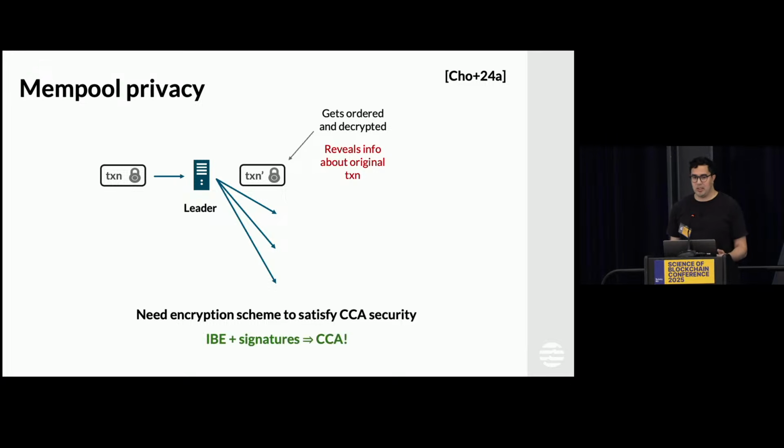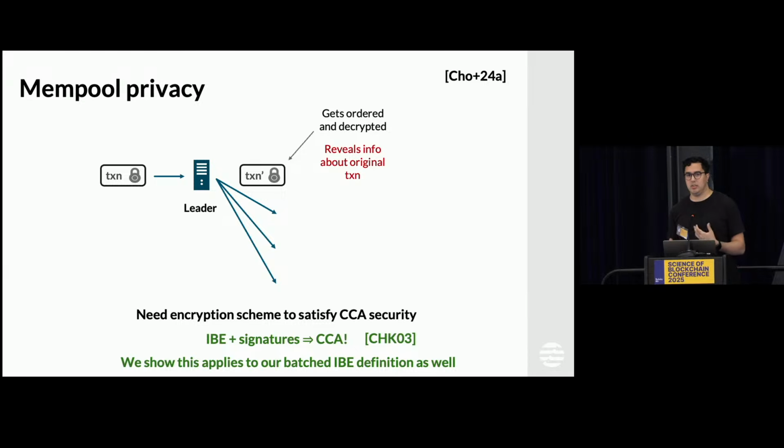One really cool thing about IBE is that you can take an IBE scheme and generically transform it into a CCA secure public key encryption scheme, just using additionally a signature. There's a very simple transformation, and this is actually a classical observation from older work. We also show that this generic and simple transformation applies to our batched IBE definition as well.